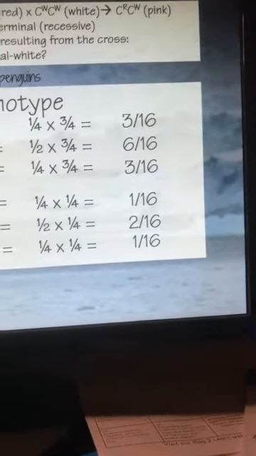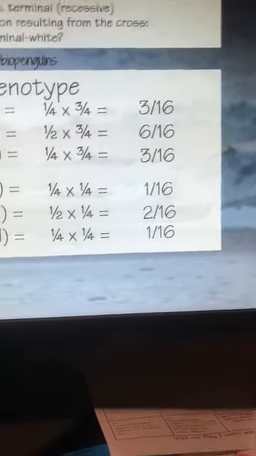So overall, you see we have a 3 to 6 to 3 to 1 to 2 to 1 ratio. Traditionally, you would put that in order, so it would be a 6 to 3 to 3 to 2 to 1 to 1. But again, if it's asking you for a phenotypic ratio, you have to definitely give them what it is. So you would say there are 3 red axial, 6 pink axial, 3 white axial, 1 red terminal, 2 pink terminal, 1 white terminal. Whew, that is a lot to say.